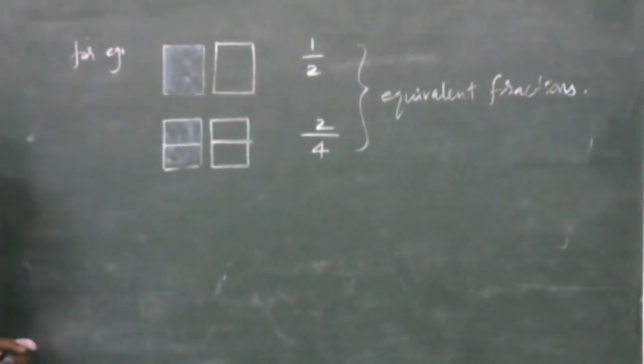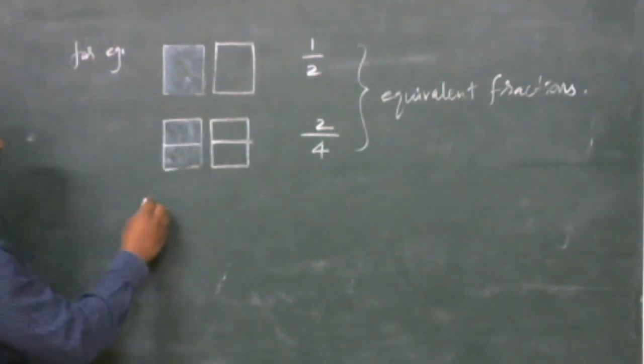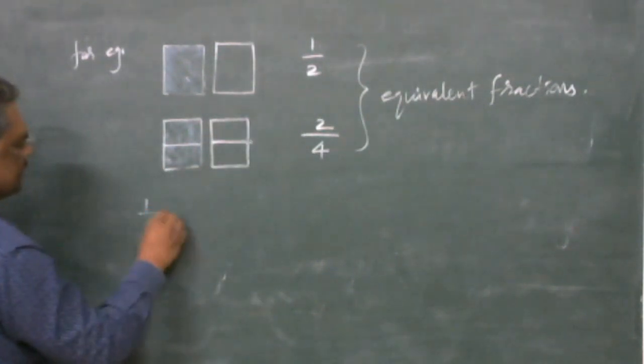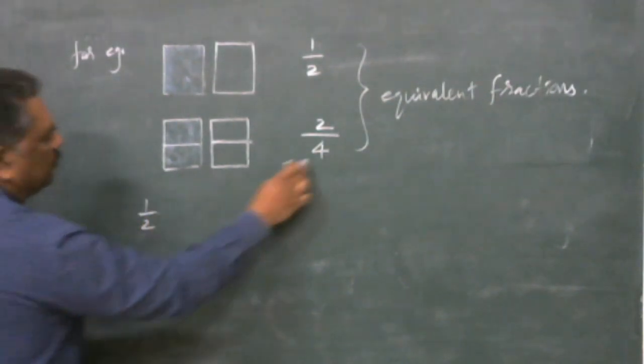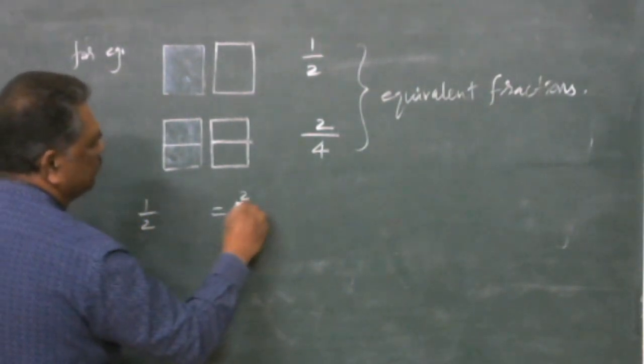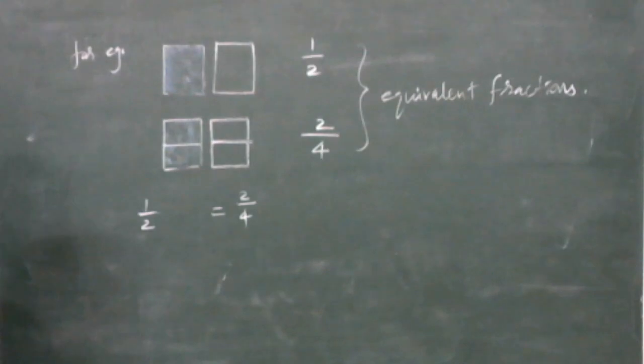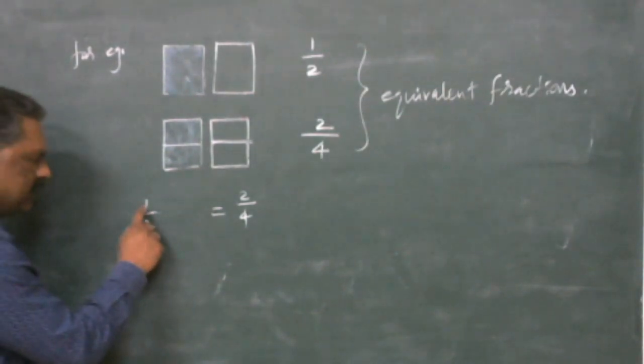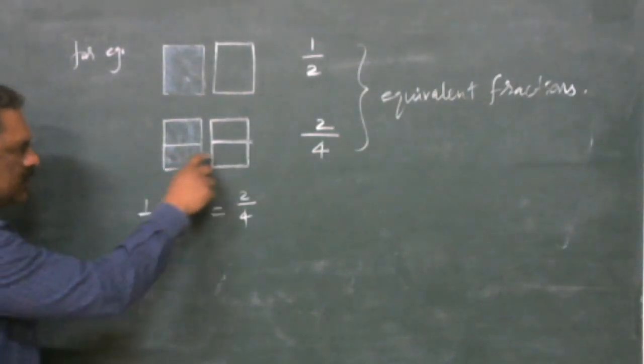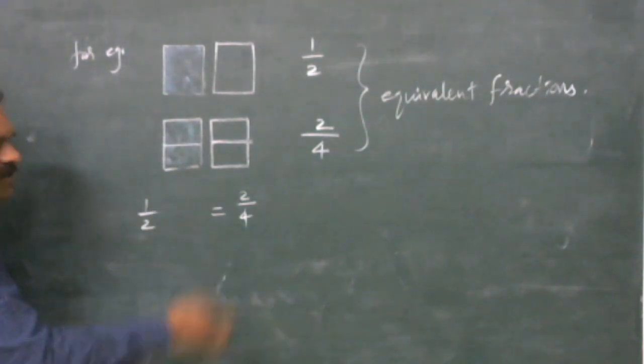So what are equivalent fractions? How do you get equivalent fractions? Let me take the same example. 1 by 2 is that. How do you get 2 by 4? We will divide 1 piece into 2 pieces, then the 2 pieces will become 4 pieces.